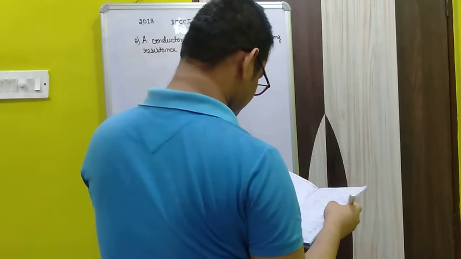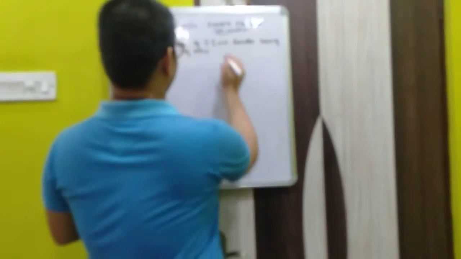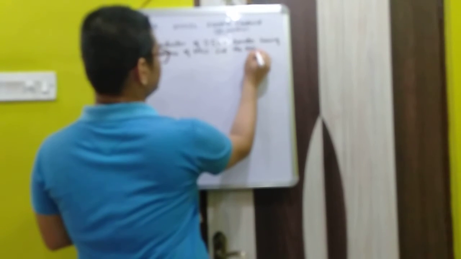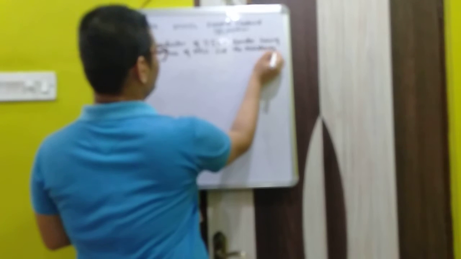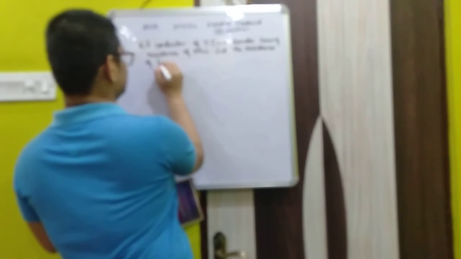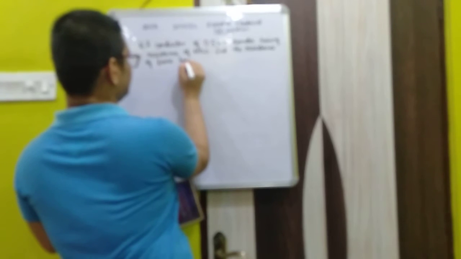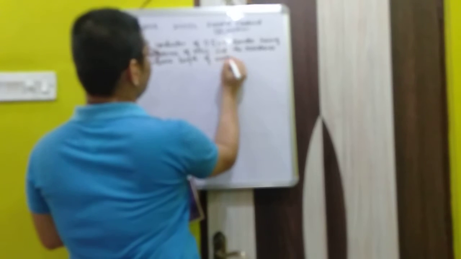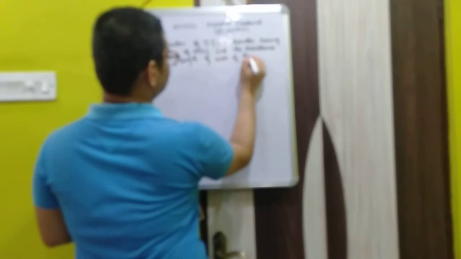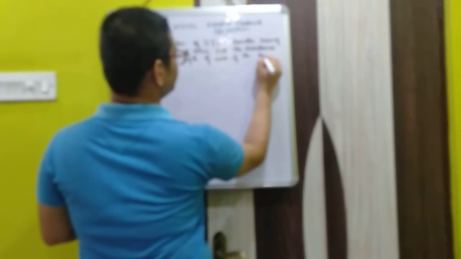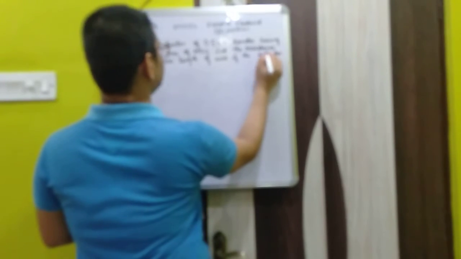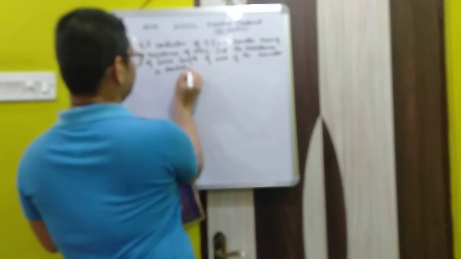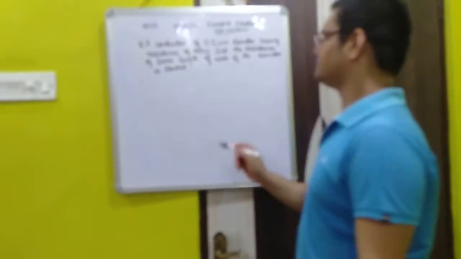So what we have to calculate in this question? Find the resistance of the same length of wire if the diameter is doubled. So I think it's now clear what we are asking in this question.